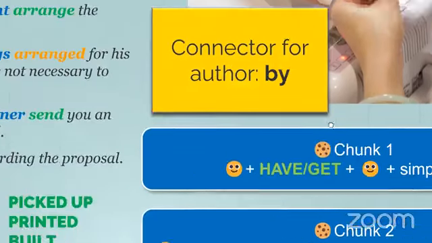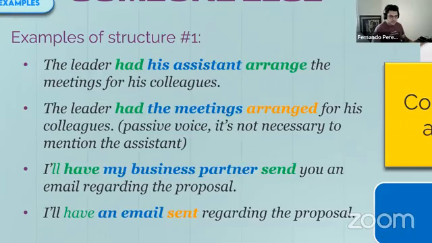Okay. Right? I want you to see that the second example is the same meaning as the first, but it's a different word. Read the second example. The leader had the meetings arranged for his colleagues. Do you understand the difference? No. But the second example is not an example of the chunk two, right? The second example is not an example of the chunk two. Yes, it is. Observe the things again.